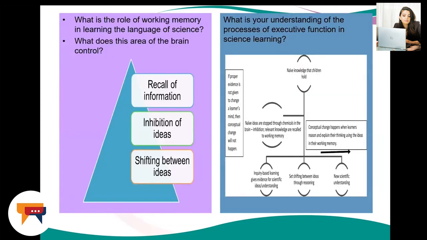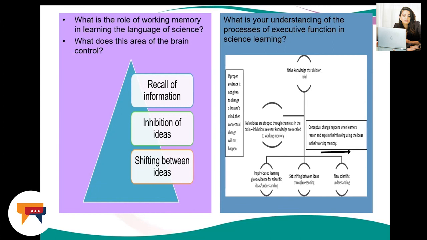Okay, so let's look at the next slide, which is the role of working memory in the learning of the language of science. So remember, thinking and reasoning is controlled in the brain by the area that is the executive function. The EF, this area of the brain, controls three main aspects, like you can see on the table: recall of information, inhibition of ideas, and shifting between ideas.